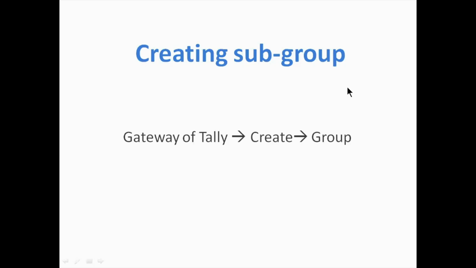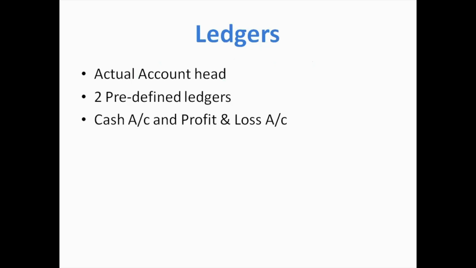So we have created subgroups. We have created two subgroups, outstanding expense and prepaid expenses. Now, the next part is ledgers. After creating all the groups, after altering the groups, now the next part comes as a ledger. Ledgers are the actual account heads, which are very important for transaction purposes.